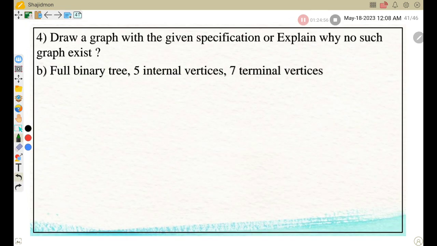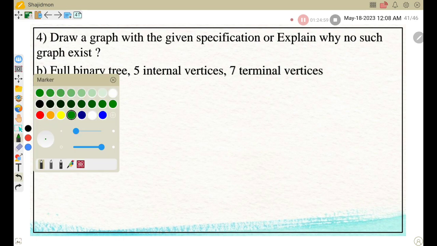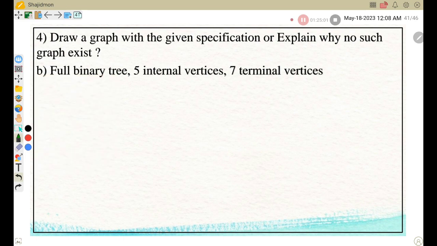Now let me go to the next one, 4b. What is 4b? Draw the graph: full binary tree, 5 internal vertices, 7 terminal vertices. If possible draw it, if not possible tell what the reason is. So full binary tree, 5 internal vertices. Internal vertex means which letter? K. K equals 5, correct? So I am writing in detail here. Internal vertex.